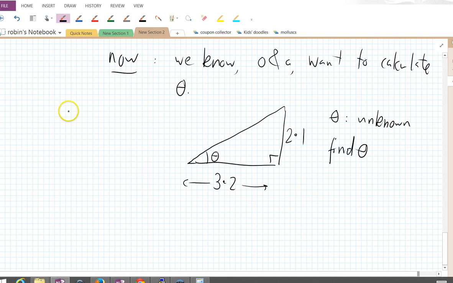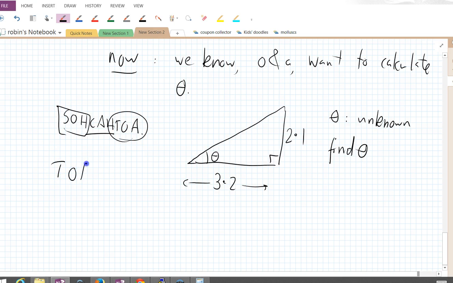Well, we've got our trig ratios, SOHCAHTOA. Sine is opposite over hypotenuse. Well, that's no good because we don't know the hypotenuse. We could figure it out from Pythagoras, of course, but it's more trouble than it's worth. Cosine is adjacent over hypotenuse. Well, again, same problem. But this one, tangent is opposite over adjacent.